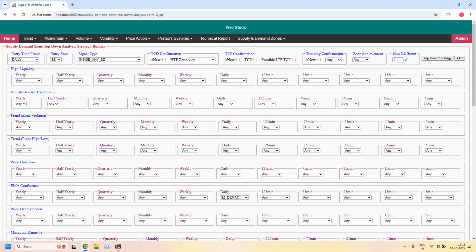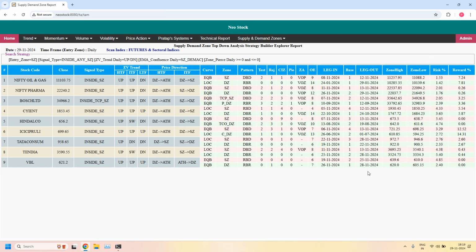So that's why in the trend calculated based on zone violation, in this trend at a daily time frame, I am selecting either up or down trend but not sideways. Now let's filter the stocks. Now the list has come down to 9 stocks.